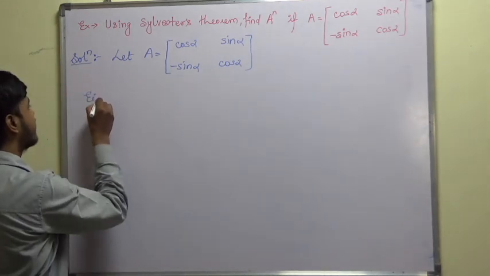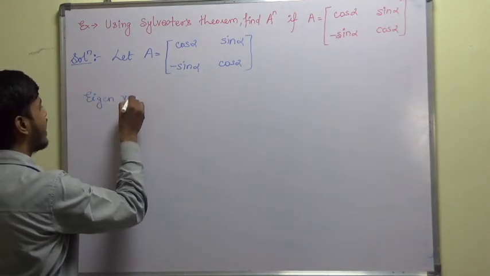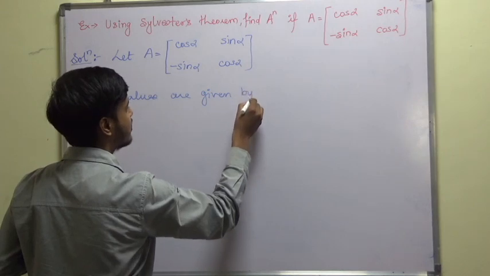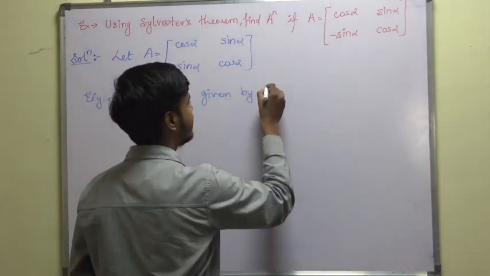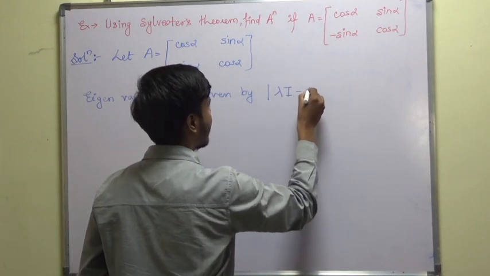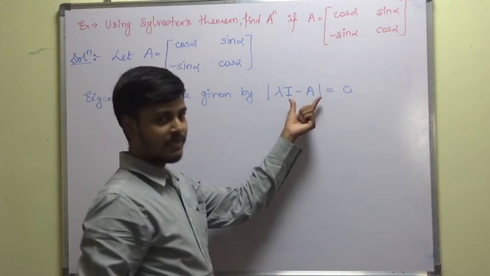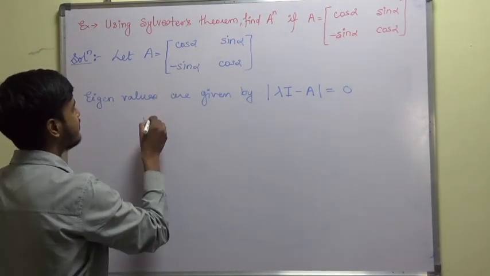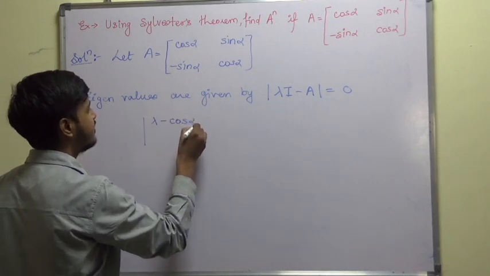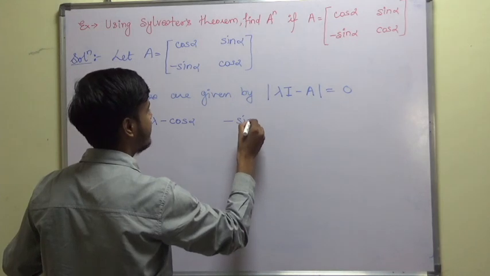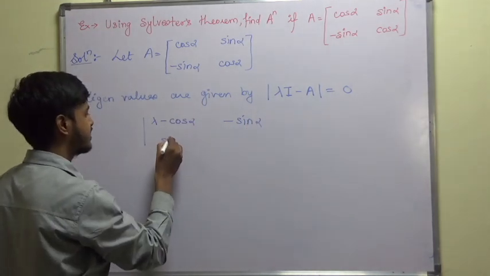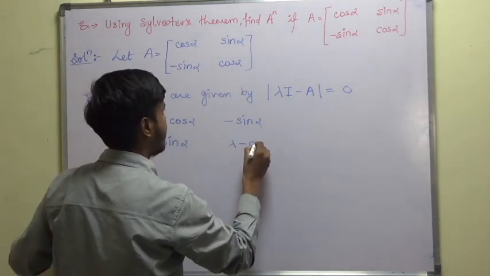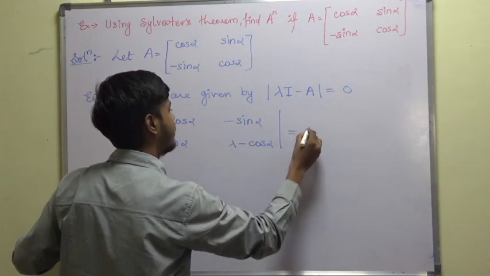So we have this matrix A and we have to find out the eigenvalues. So you can write, eigenvalues are given by determinant of lambda I minus A equal to 0. Very important step is this. Okay, so just write it down. Lambda minus cos alpha, then minus sin alpha, then minus this becomes plus sin alpha, and this is lambda minus cos alpha, is equal to 0.